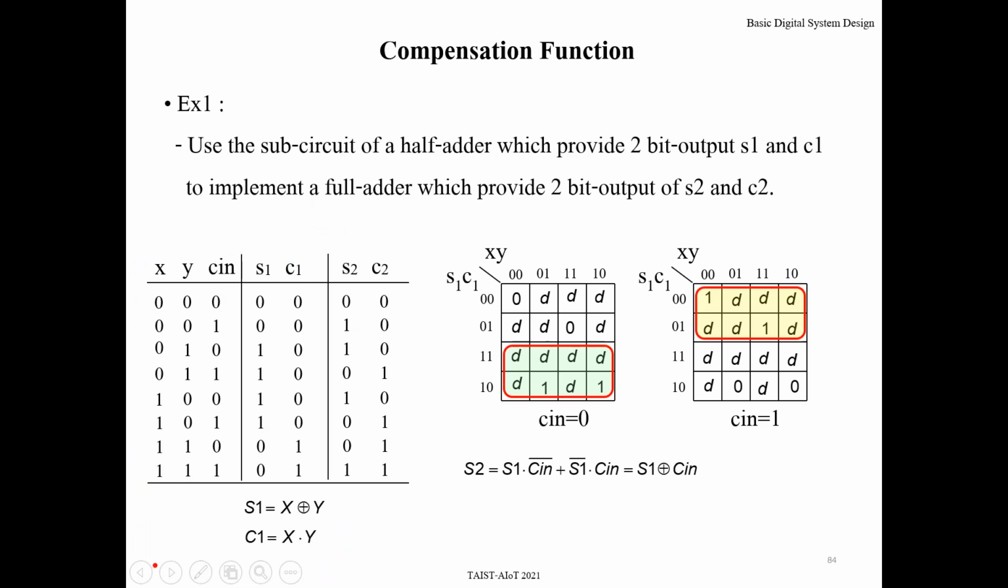After that, you just select maybe this term and this term. For this one, S1 is 1, so you can write it as S1 is 1 and carry in is 0, carry in prime. And this term, carry in is 1, S1 is 0. So it becomes an XOR function, right? Between S1 and carry in.